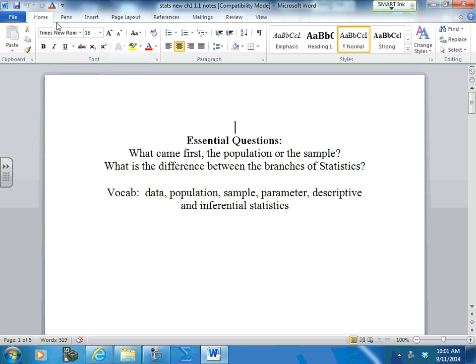Look at population versus sample. This is a major, major hit in statistics. Sometimes when we take a survey and we look for answers to things, we need to get enough people to survey, enough objects to test. We can't always get the population because it's too big.